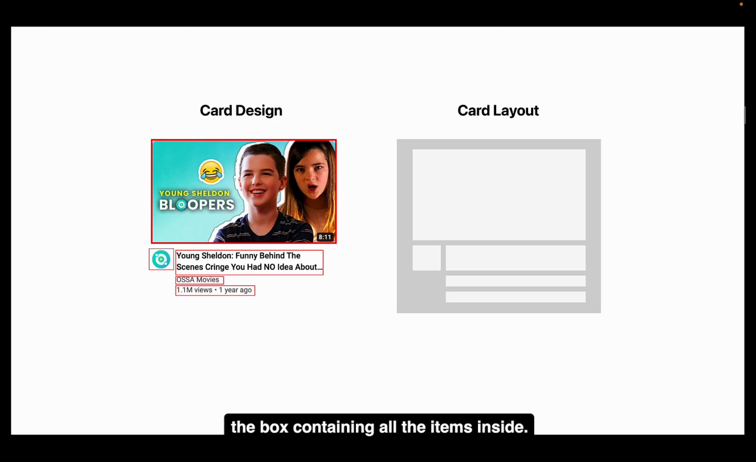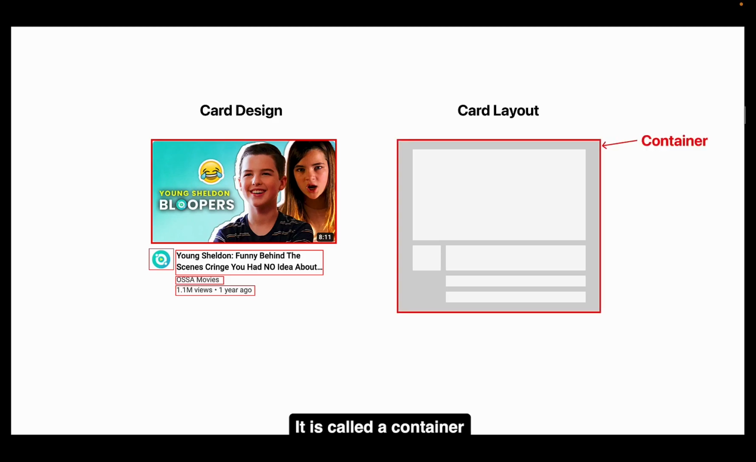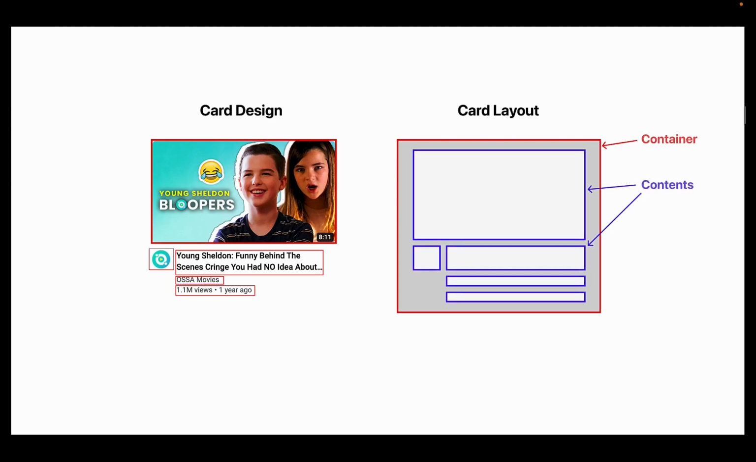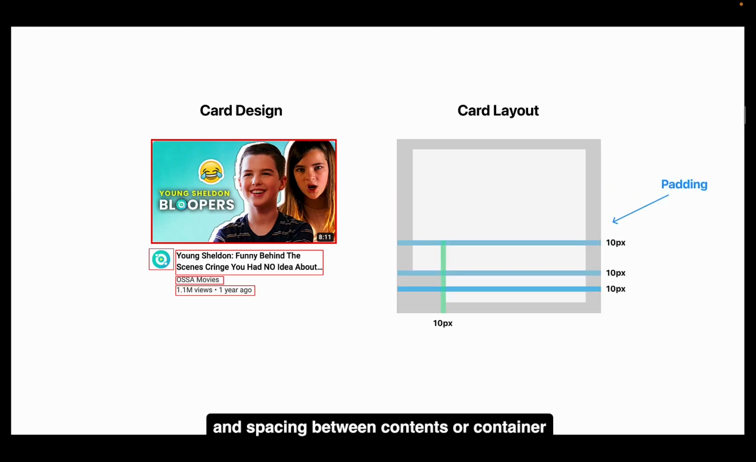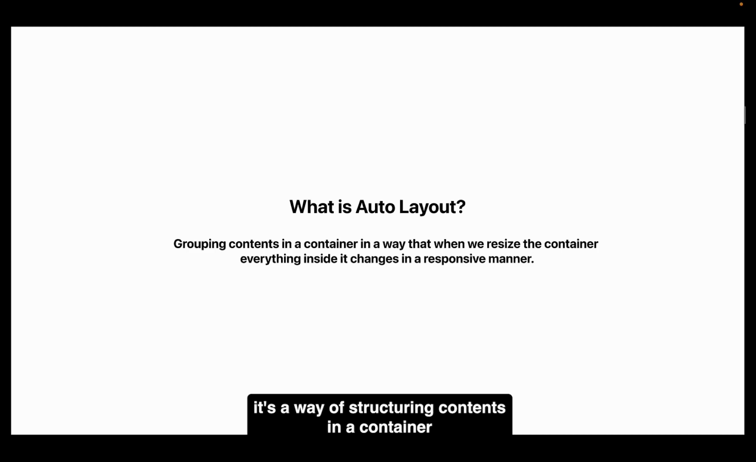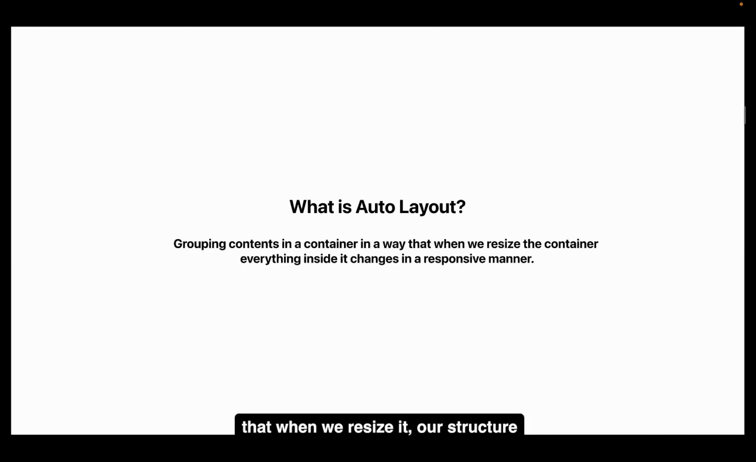The box containing all the items inside it is called a container. Items inside a container are called contents, and spacing between contents or container is called padding. With that understood, let's see what is an auto layout. Well, in simple terms, it's a way of structuring contents in a container so that when we resize it, our structure behaves in a responsive manner.